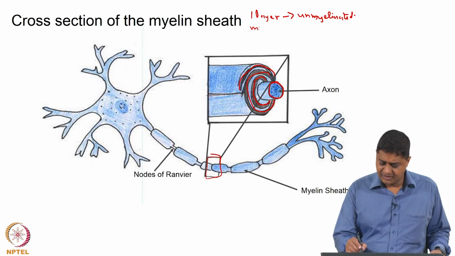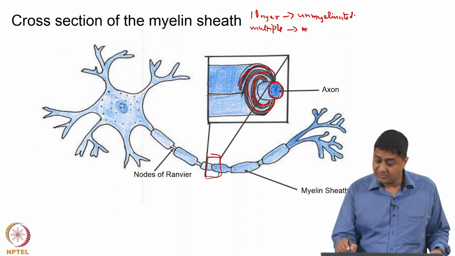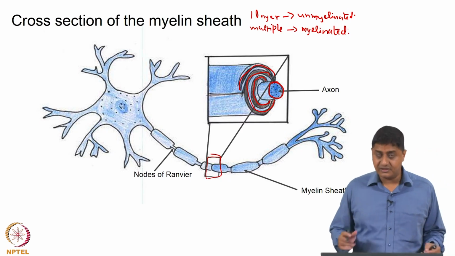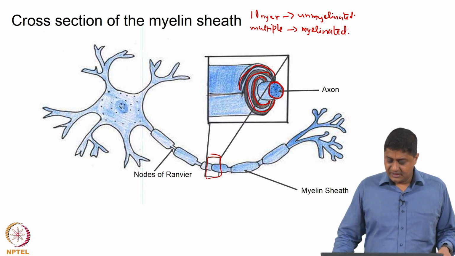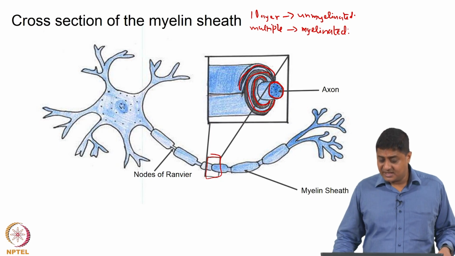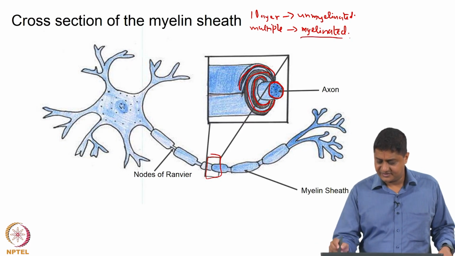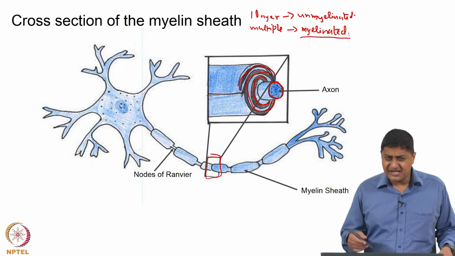When there are multiple layers, they are called myelinated axons. Okay. Slight difference in terminology between regular English and neuroscience, right. So, when there are multiple layers of myelination surrounding an axon, it is called a myelinated axon, and this myelination is basically due to glial cells.